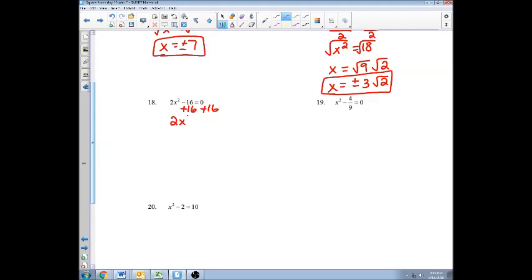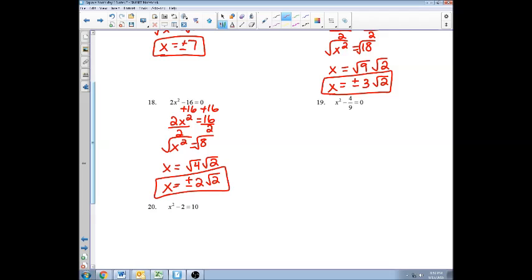We'll have 2x squared is equal to 16. Here again, I'm going to divide by 2. So that would give me x squared is equal to 8. Take the square root of both sides because the square root is the opposite of squaring something. That would leave me with x equals. Can I break up the square root of 8 into the square root of a perfect square and the square root of another number? Yes, I can. It would be the square root of 4 times the square root of 2. Well, the square root of 4 would be plus or minus 2, and the square root of 2 would stay.